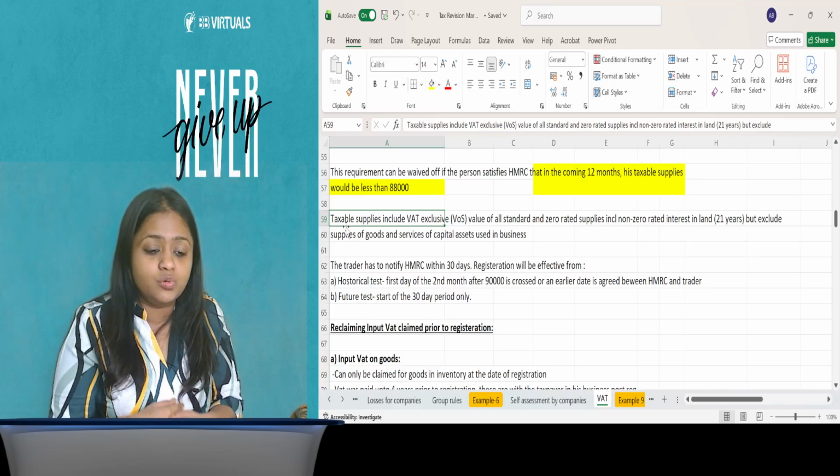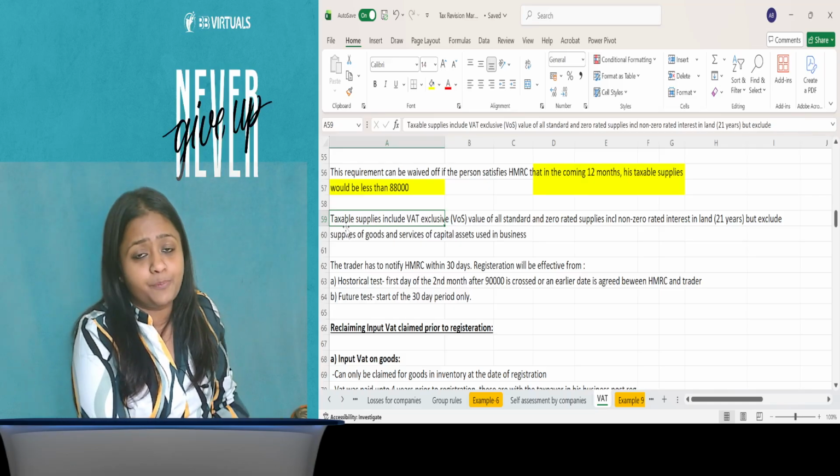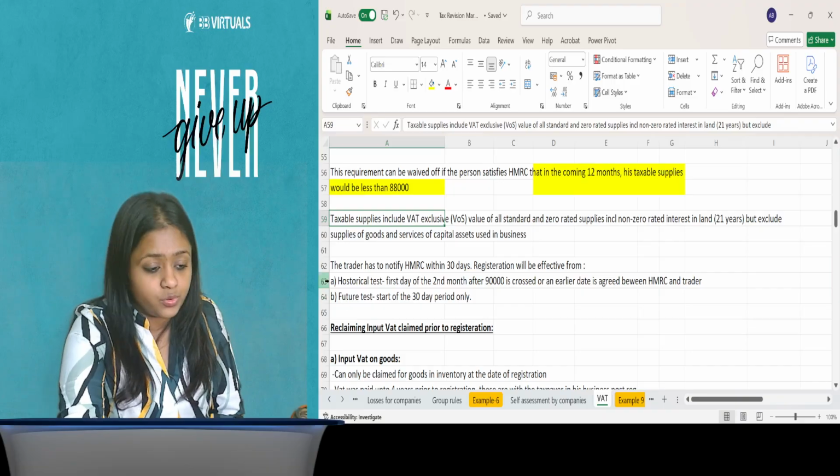Plus it also includes if there is a non-zero rated interest in land which has a lease of up to 21 years only, then that is also included.